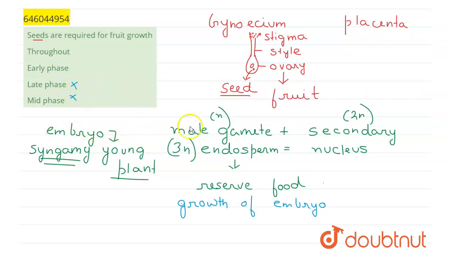The embryo engulfs the endosperm. So the right option here is during the early phase of fruit growth, the seed is required because they provide nourishment, or reserved food materials, to the fruit.